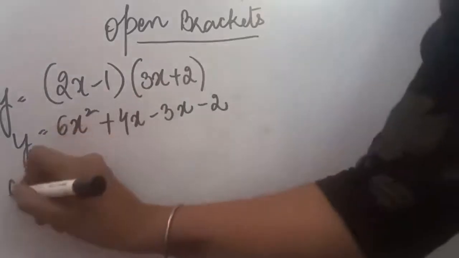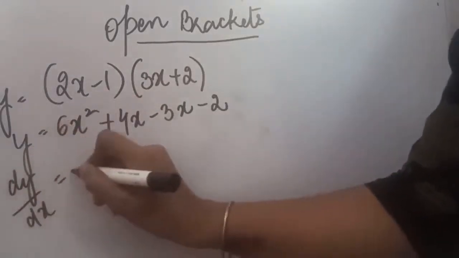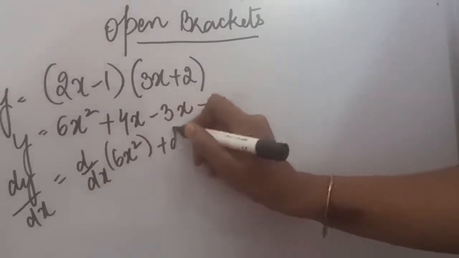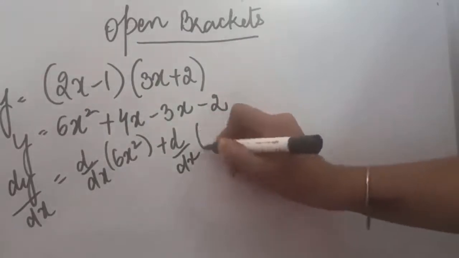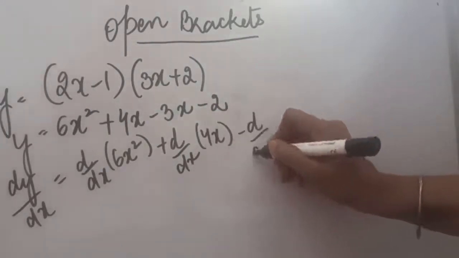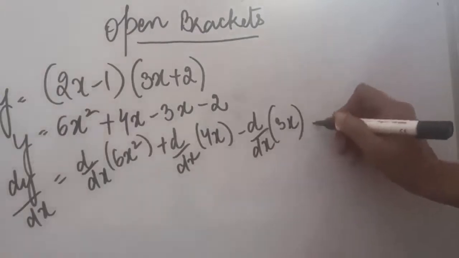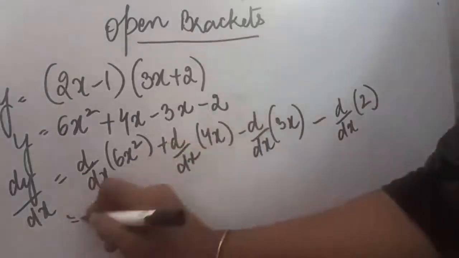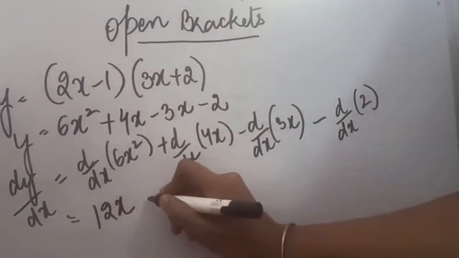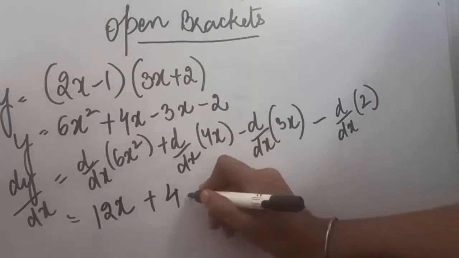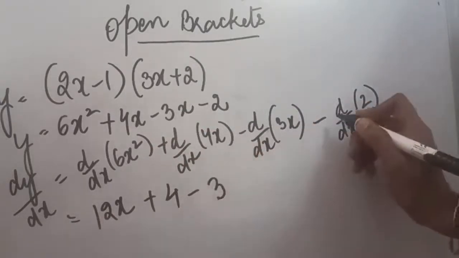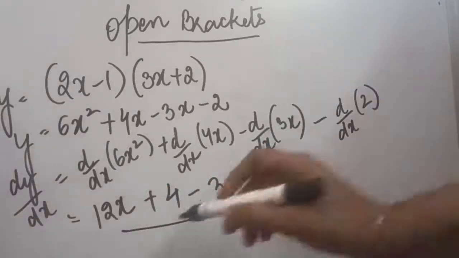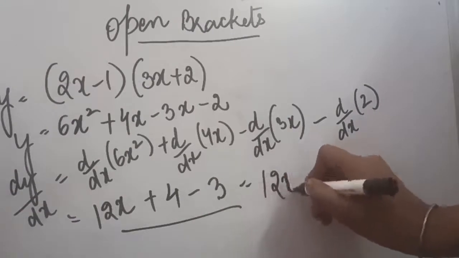Now if we have to take the derivative, dy upon dx, d upon dx of all the individual terms will be taken because there are plus and minus signs. So we can directly take the derivative. Taking the derivative of 6x square, it is 12x, plus derivative of 4x will be 4, minus 3x derivative will be 3, and the 2's derivative will be 0. So this is our final answer. Solving this, we can further write it as 12x plus 1.